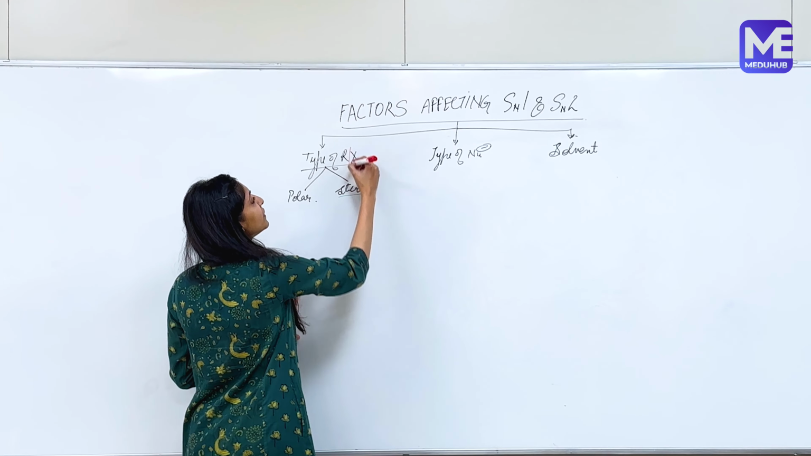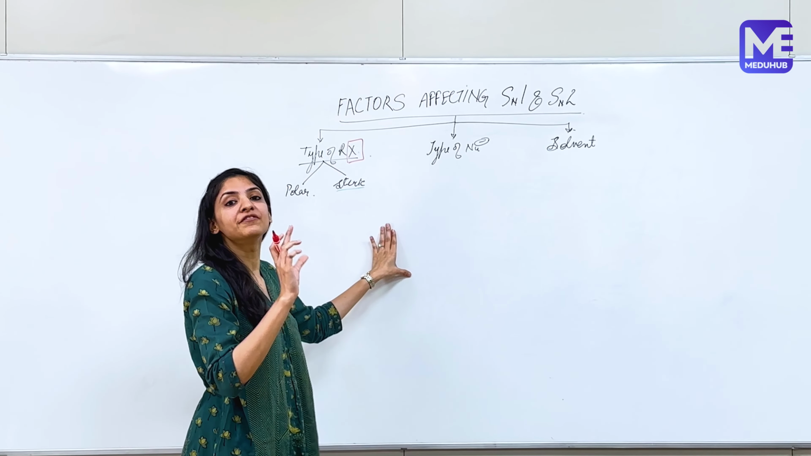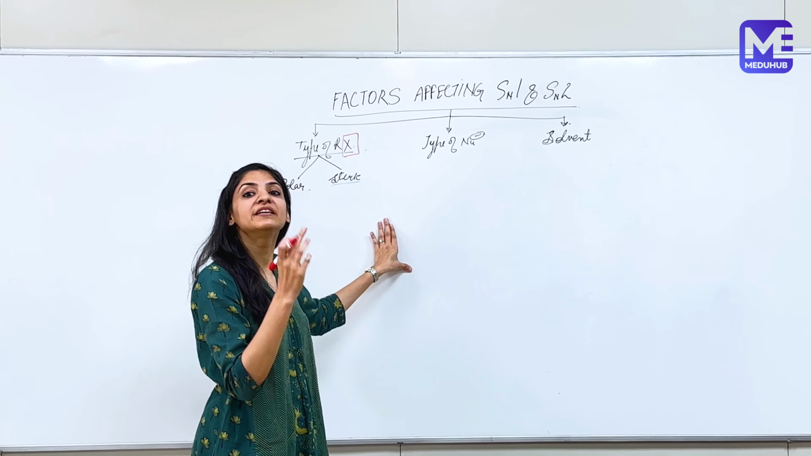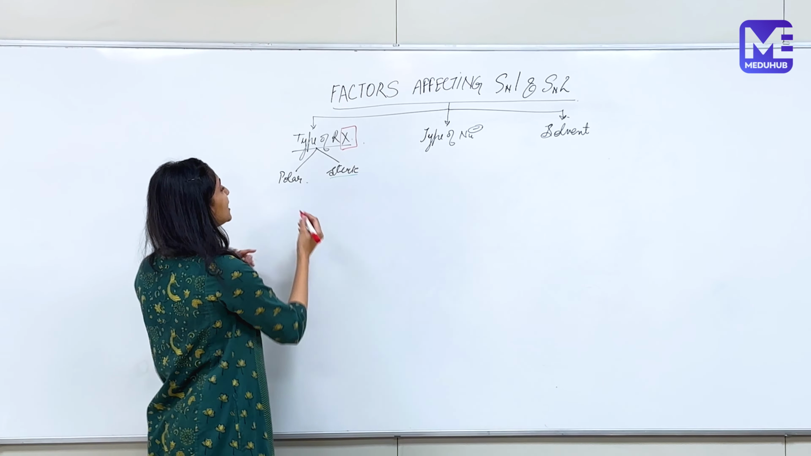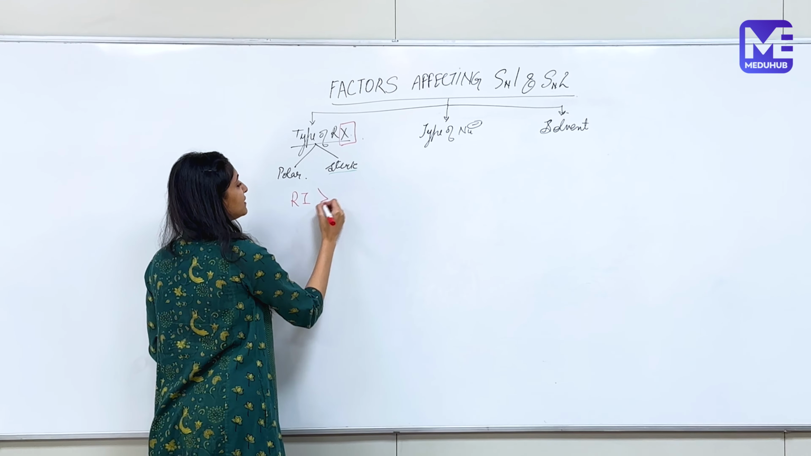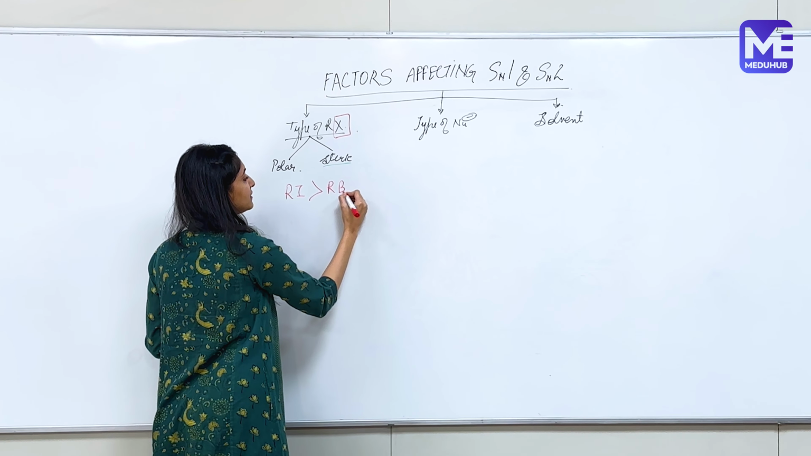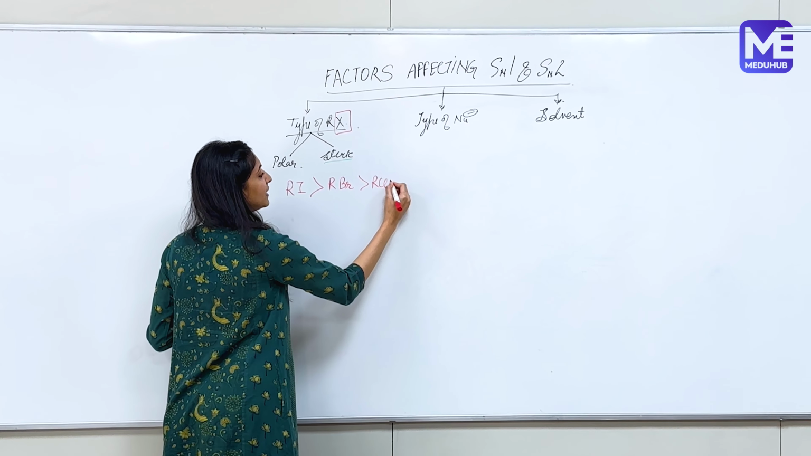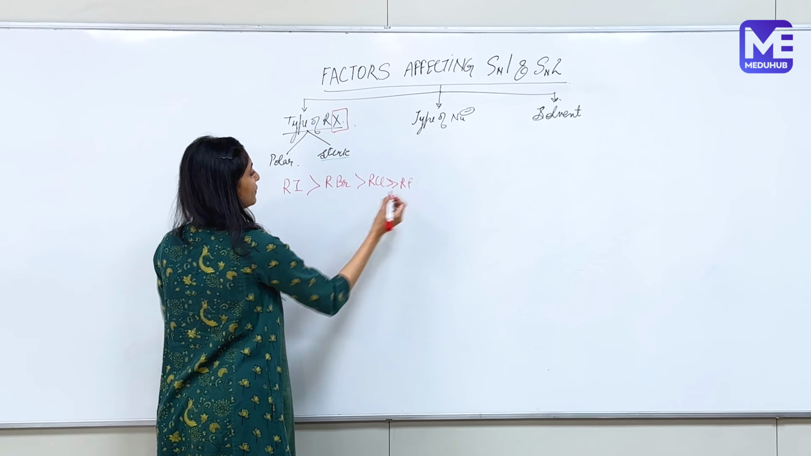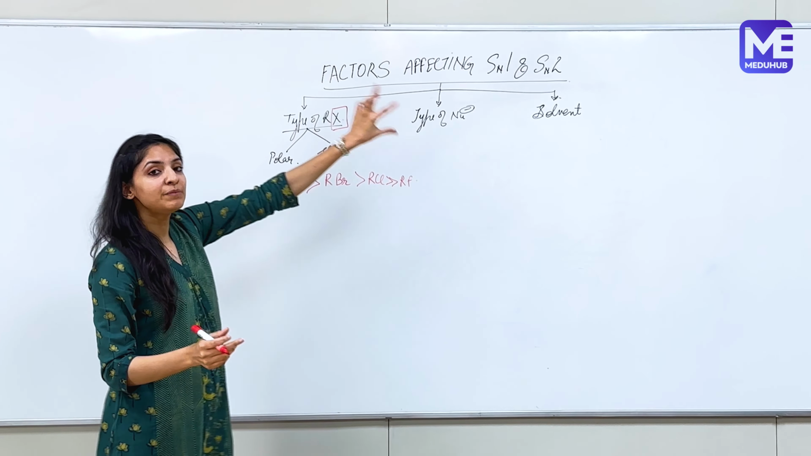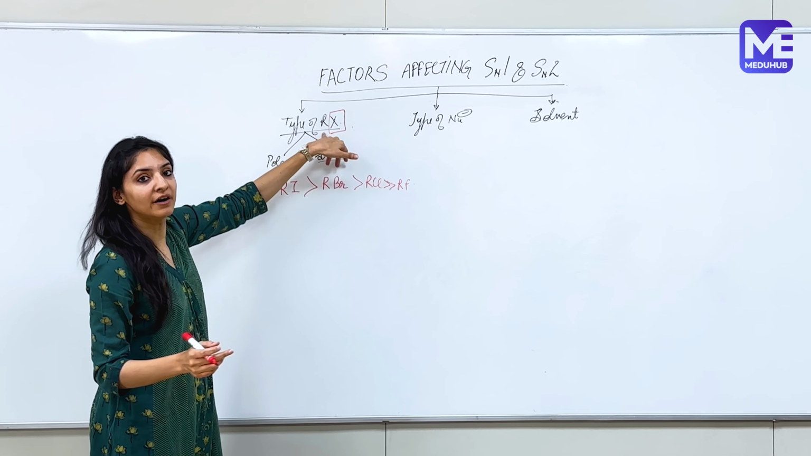The nature of the X group does not really affect the mechanism of the reaction, but it affects the rate of the reaction. It has been found that the rate follows this order: RI, greatest, then RBr, then RCl, and RF. So majorly the type of the reaction is determined by the type of R group.